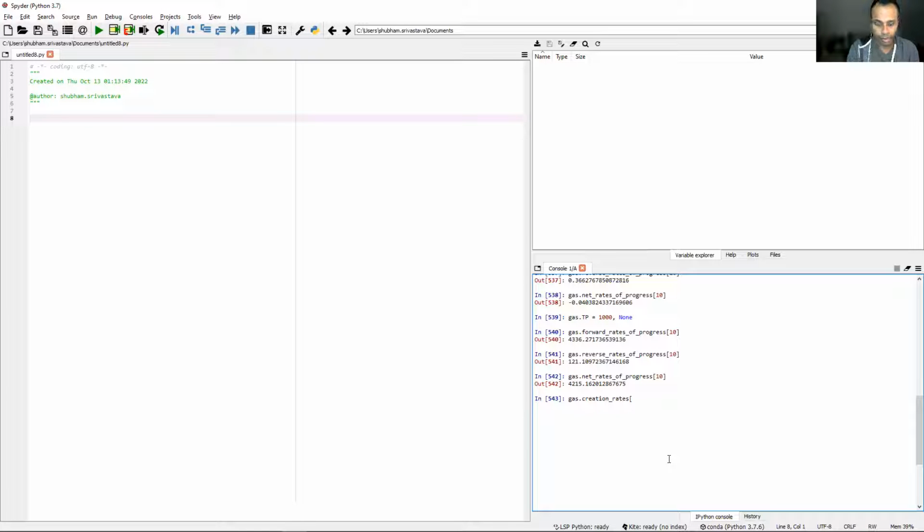Let's do it for CH4. So gas dot species index CH4. Okay, so this is the creation rate. This is the rate at which CH4 is being created in this reaction. Let's look at the destruction rates of CH4 for this particular reaction.